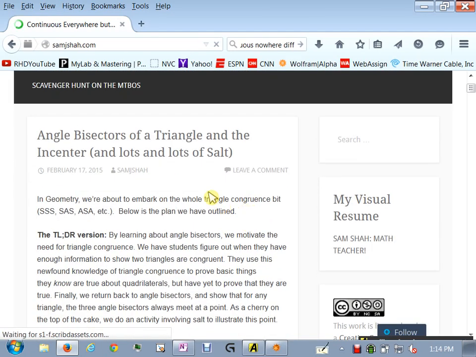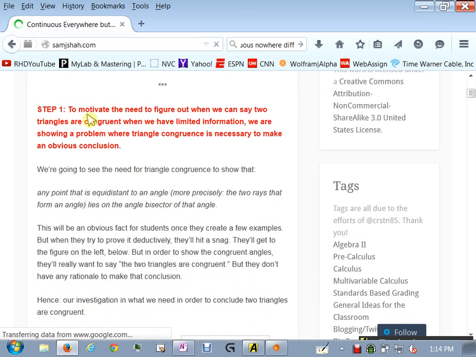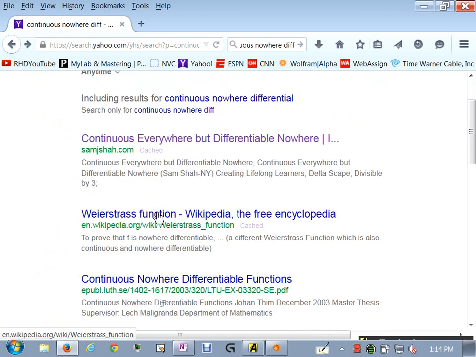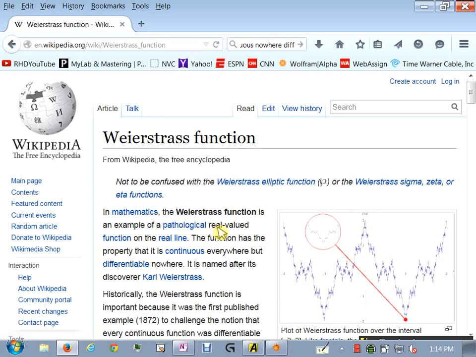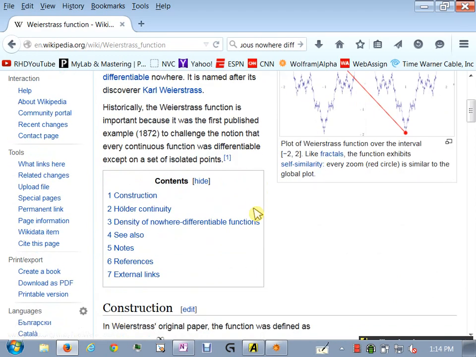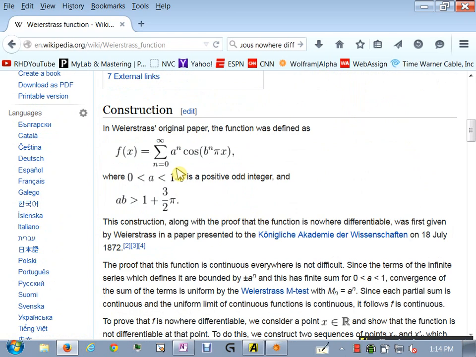Whoa, what is this? That's the name of it right there, Weierstrass function. But this is Wikipedia, so you can never tell what you're going to get with Wikipedia. Okay, there it is right there. So you can see they zoomed in on one little point. It's a bunch of little saw blades. But there's the function. There it is.